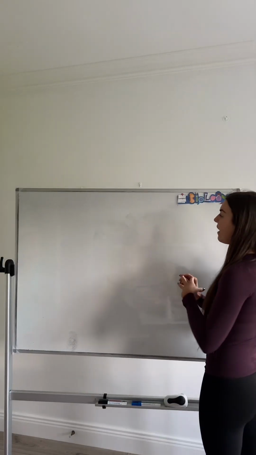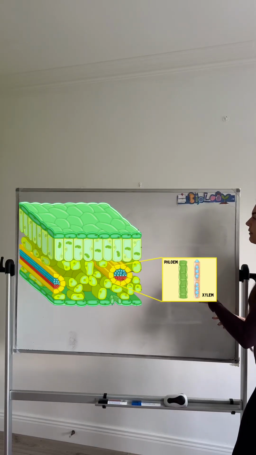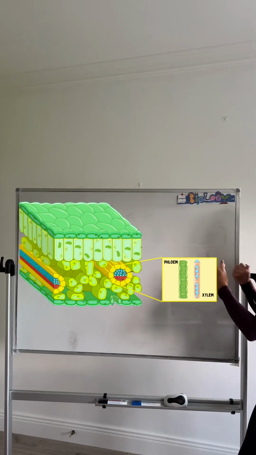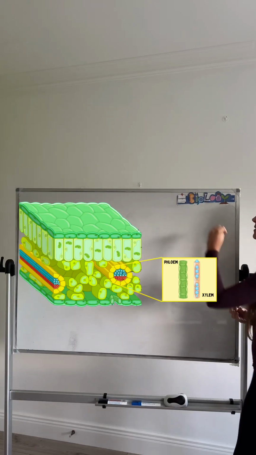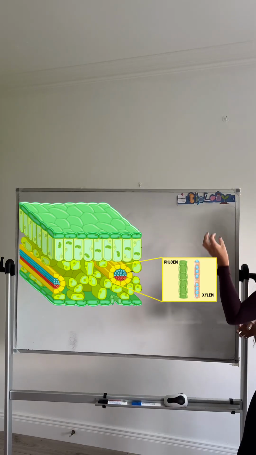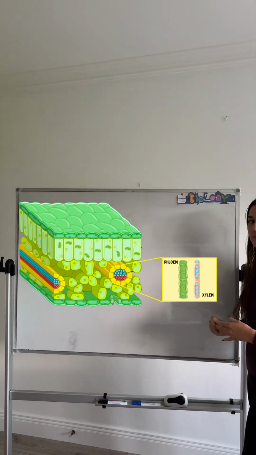Okay, so we have our carbon dioxide gas. Our water then is going to be carried in the vascular tissue called the xylem. Now, the xylem lies alongside the phloem. So when the palisade mesophyll cells make the sugar glucose, it's going to be transported via the phloem. So the phloem and the xylem lie alongside one another, okay?